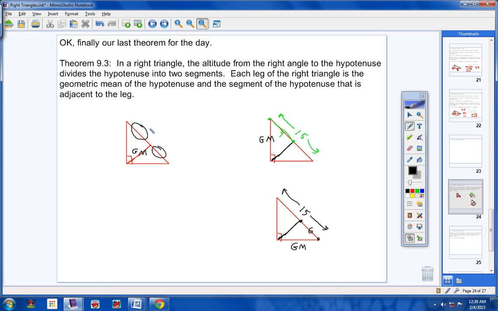So this theorem here, this is theorem 9.2. Theorem 9.2 helps you find the length of the altitude. Theorem 9.3 helps you find the length of the leg of the triangle, okay? So here we have the altitude related to these two segments. Here we have the legs related to the hypotenuse and part of the hypotenuse. So please take notes on this.